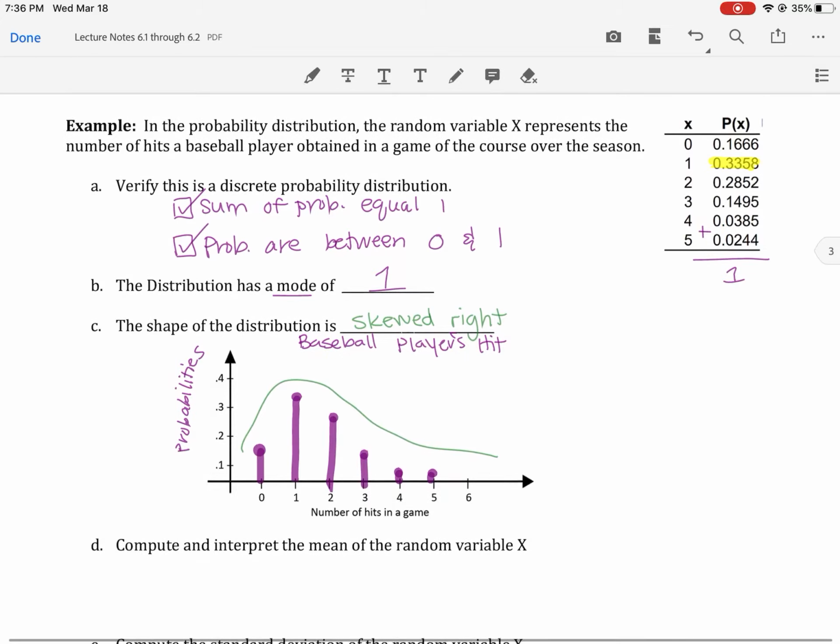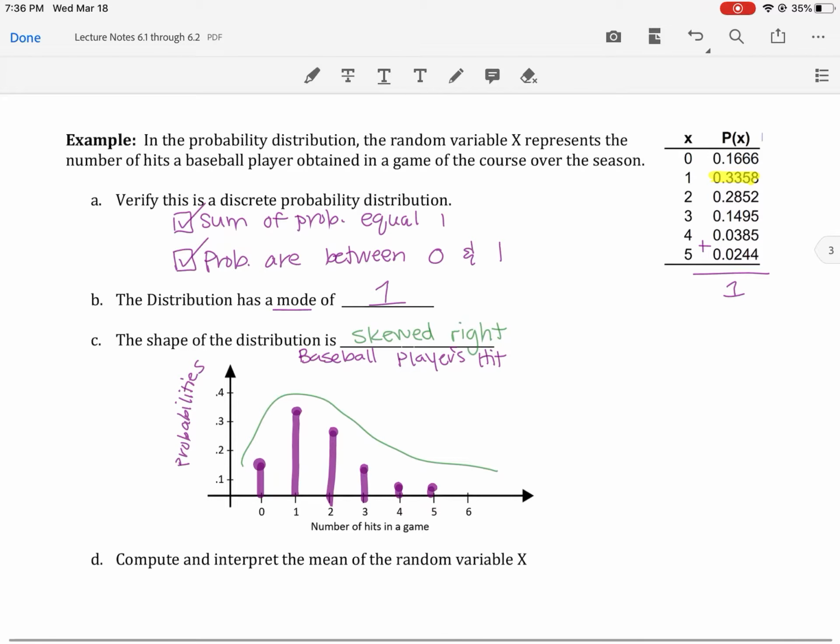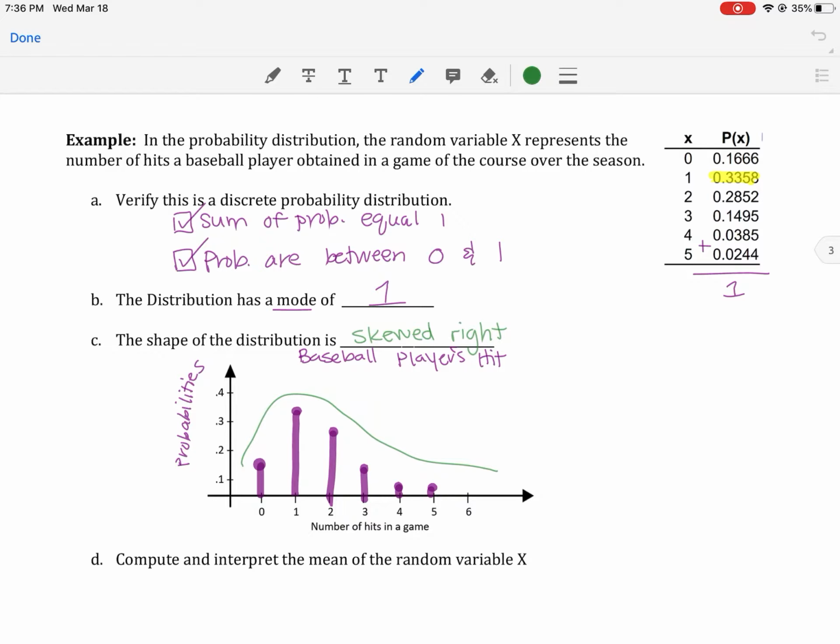So let's compute and interpret the mean of this random variable. We're going to do this really, really similar to how we did it in one of our earlier chapters, when we have this as our L1, and now our frequency is going to be L2, the probability of that happening. So if you don't have a graphing calculator at home, there are some online calculators that will do this for us. I'm going to switch to my calculator real quick.